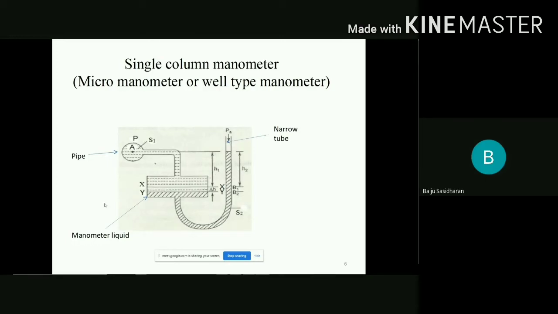Then now we are taking the second reference Y-Y. If we take the second reference Y-Y, then we can simply say that the pressure inside the pipe plus ρ1 into g into h1 plus ρ1 into g into delta h will be equal to, on the right side, ρ2 into g into delta h plus ρ2 into g into h2.